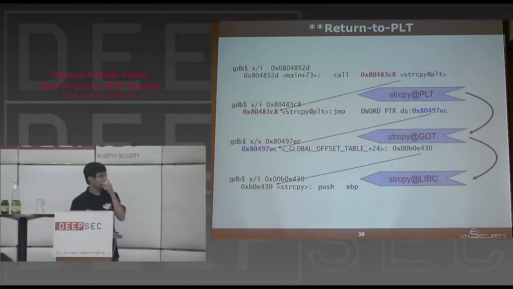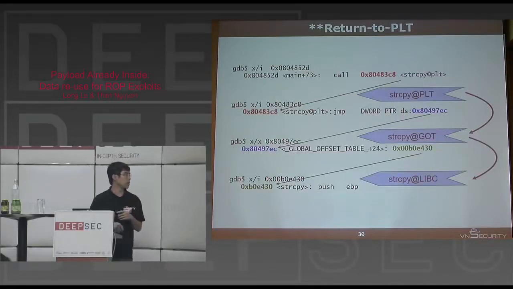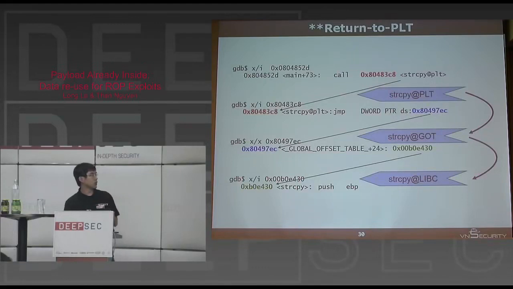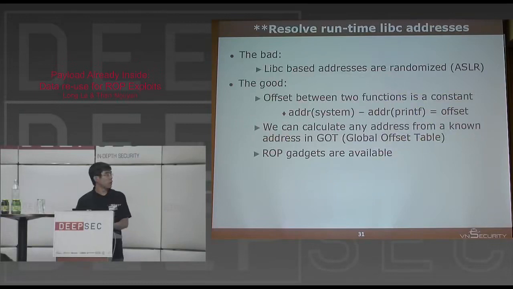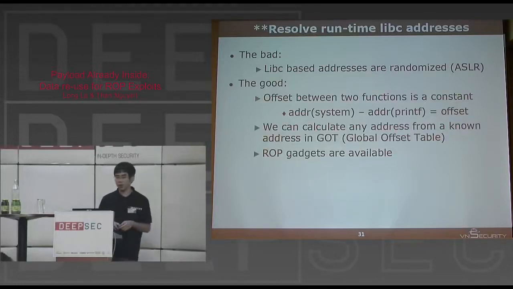Basically, this is the recap on how you do the return to the PLT. In the binary, you have the PLT and the GOT, then the real address in the libc. So you can return to the PLT instead of returning directly to the address of the function in the libc. The problem now is how you can resolve the runtime library address.